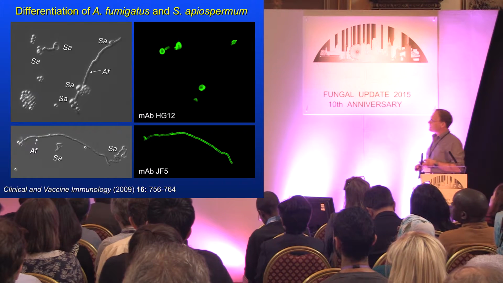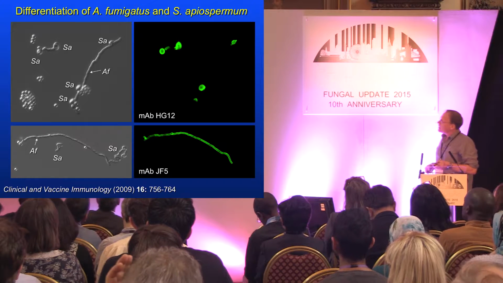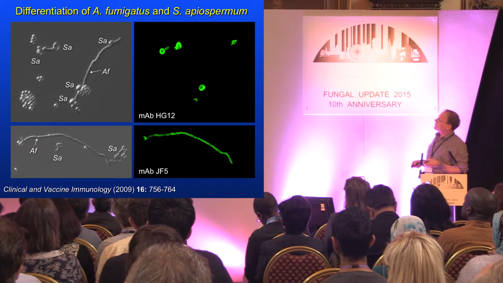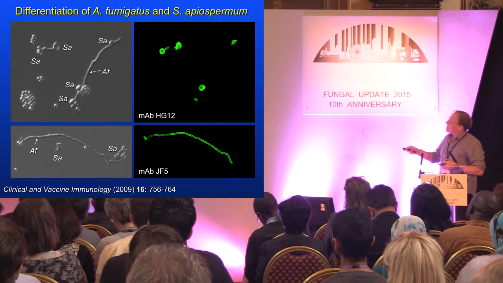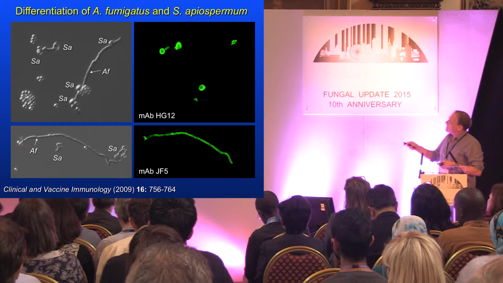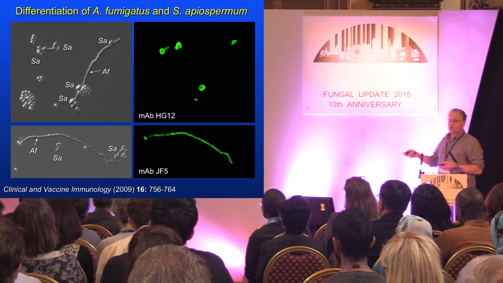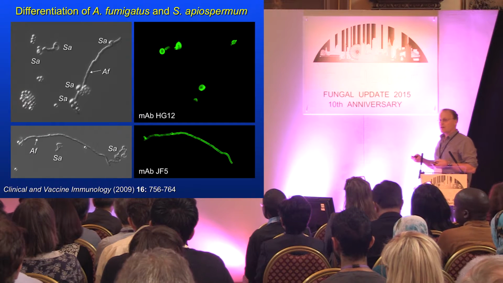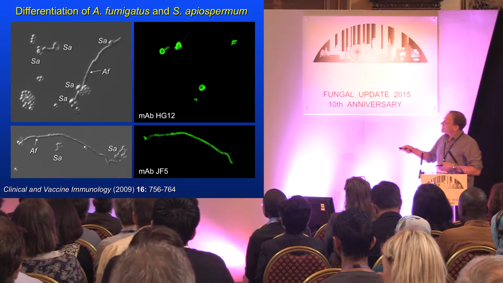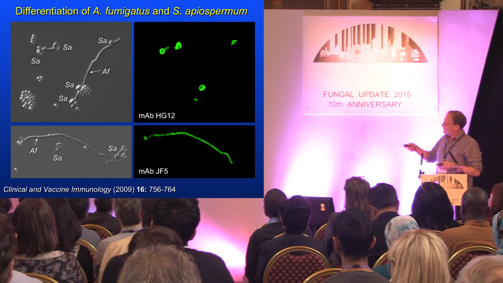In terms of specificity, it's highly specific, recognising Aspergillus species, not just fumigatus. All of these monoclonal antibodies are specific, so you can differentiate the different pathogens that you might come across in the clinical setting. So here we have Aspergillus fumigatus.